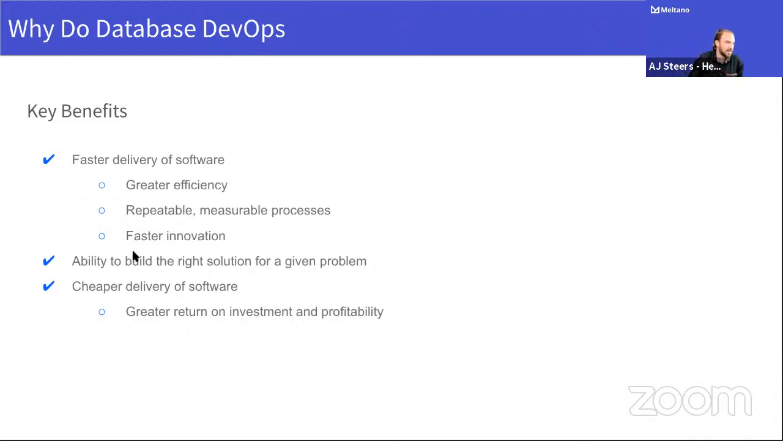Also, it allows for us to have a repeatable, measurable process. So if I run that on my machine and you run it on your machine, it should have the same result. Or if it runs in the cloud, regardless, it'll always have the same result, which gives us a lot of confidence that we're looking at the same thing and we can have confidence that we're not breaking anything and that we're moving forward.